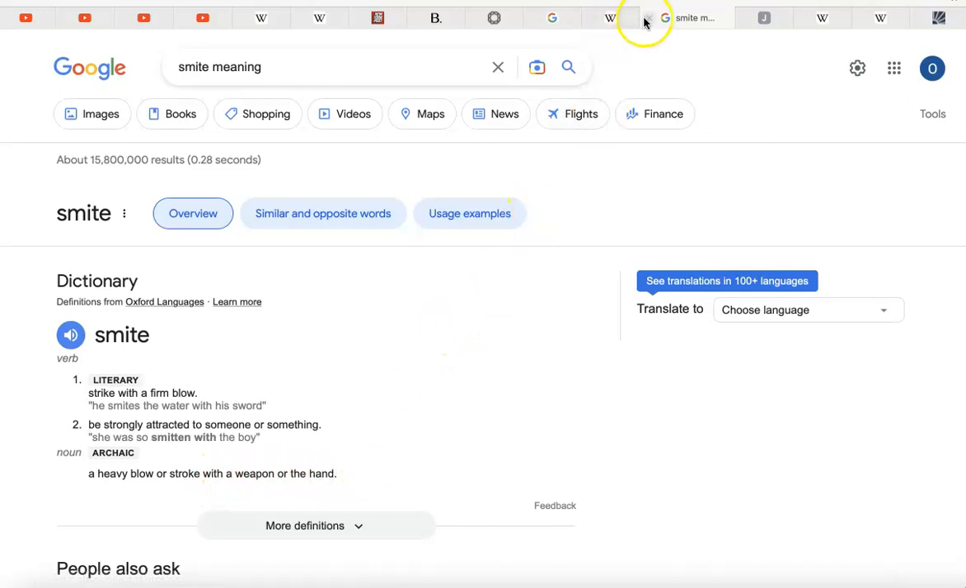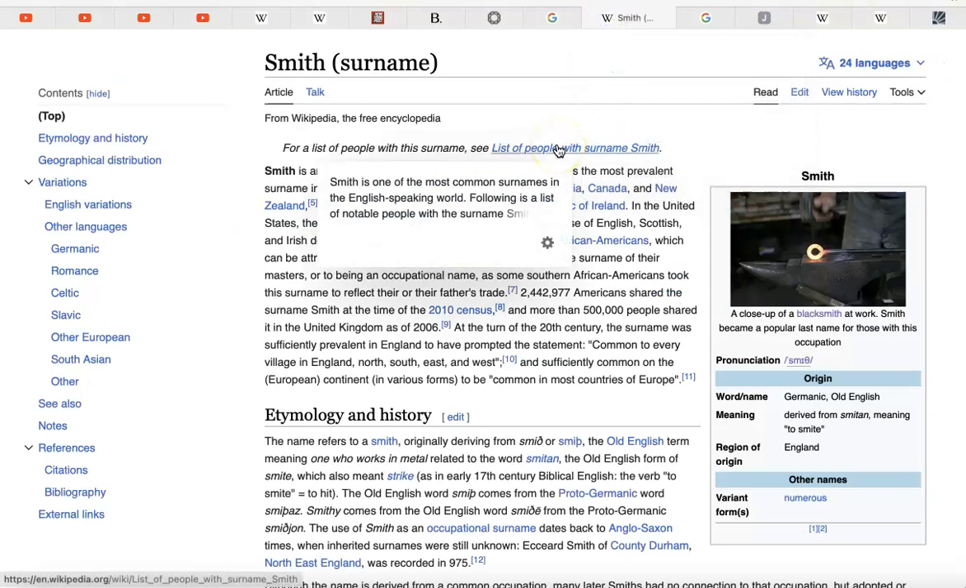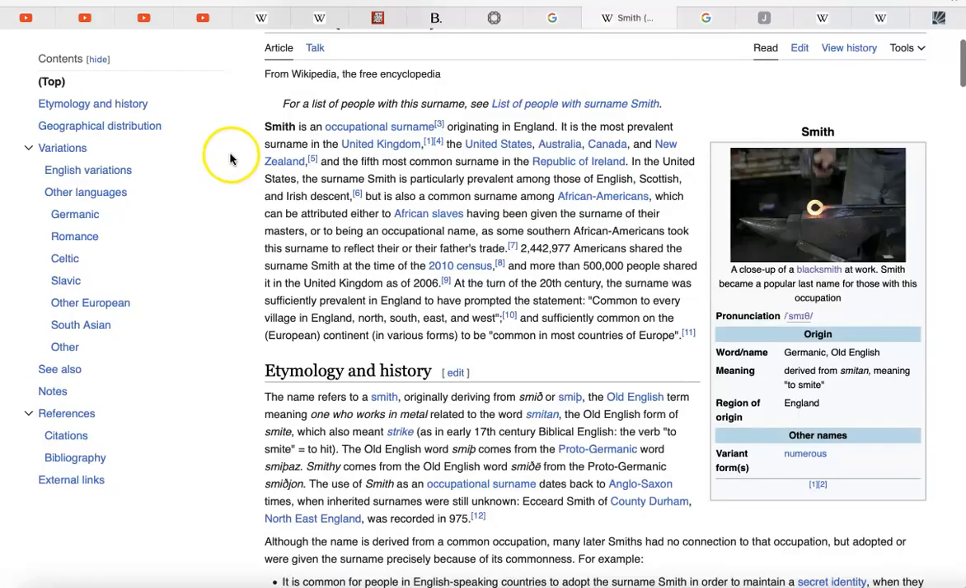And we were talking about this a little bit, me and Dr. Luke, about, again, Zeus, Jupiter, and Thor. Thor's hammer is a smiting hammer. Okay, so the surname Smith is an occupational surname originating in England. It is the most prevalent surname in the United Kingdom, the United States, Australia, Canada, and New Zealand, and the fifth most common surname in the Republic of Ireland.